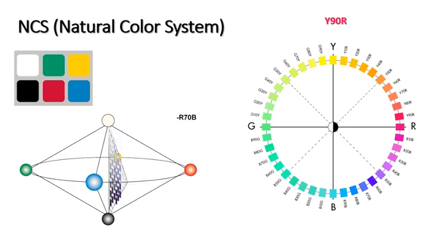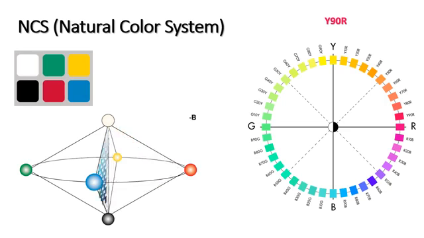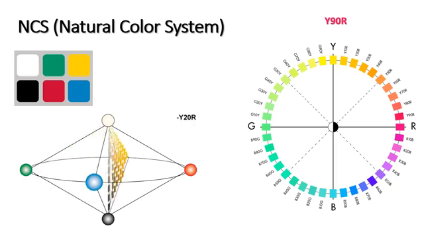NCS color, or the Natural Color System, is based on exactly what the word implies: natural. The colors are exactly how the eye naturally sees red, yellow, blue, green, white and black. This color system is commonly used in painting, decorating and designing.